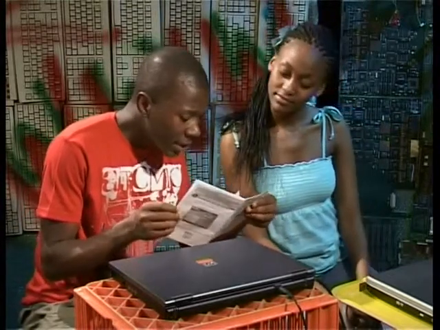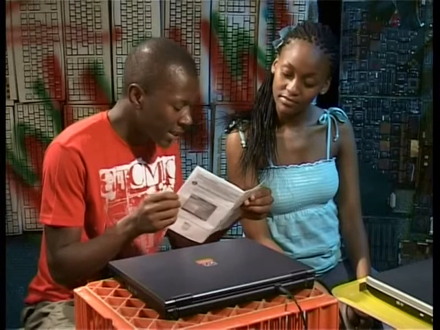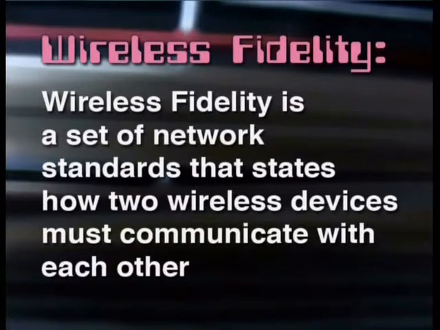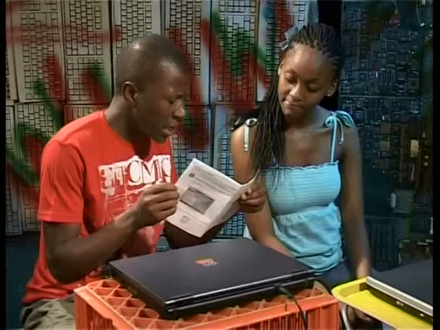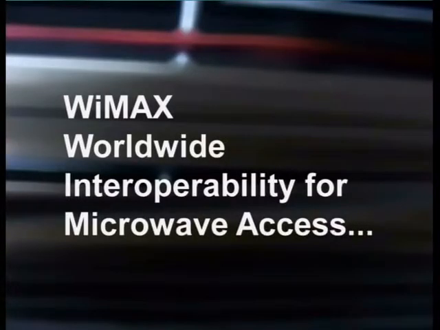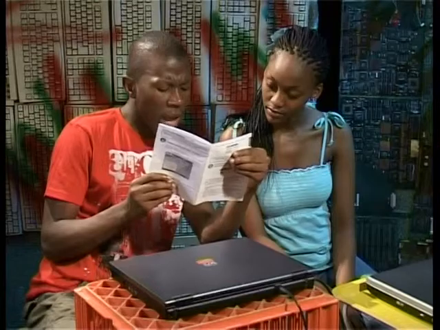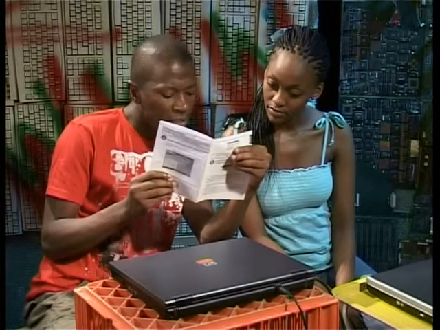Oh yes, Ethernet. Ethernet is the most used LAN communication standard at the moment. And soon comes Wi-Fi. Wireless fidelity is a set of network standards that tells us how two wireless devices must communicate with each other. It says here that Wi-Fi is the most publicly used form of communication, used in coffee shops and the airport and bookshops, you know. WiMAX, Worldwide Interoperability for Microwave Access, is an upgrade of Wi-Fi, and tells us how wireless devices must communicate over a bigger area. It also says here WiMAX is more secure than Wi-Fi.